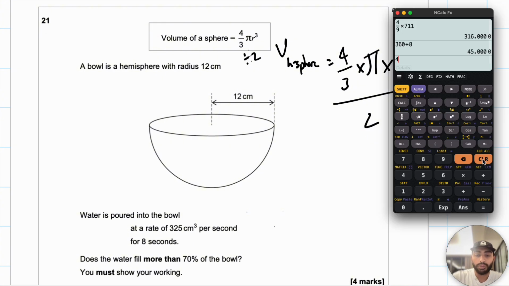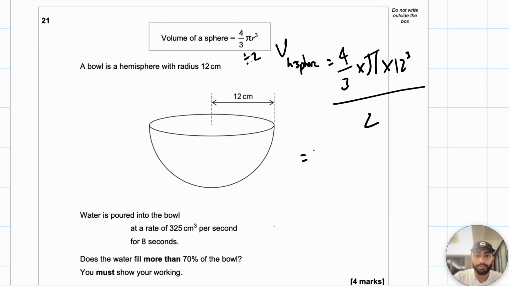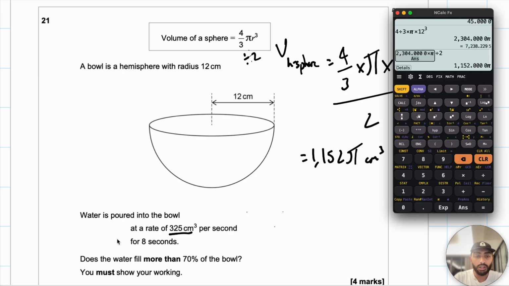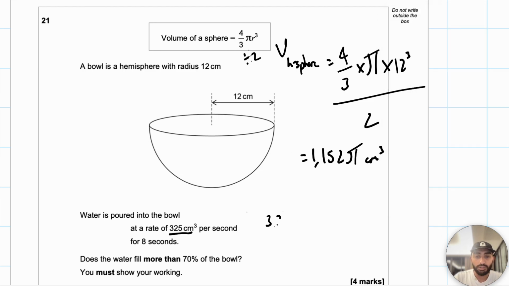So this is 4 over 3 multiplied by pi multiplied by 12 cubed, and this is being divided by 2, which gives us 1152 pi. That's in centimeters cubed. Water is poured into the bowl at a rate of 325 centimeters cubed per second for 8 seconds. So how much water is going into that bowl? That is 325 multiplied by 8, which is 2,600.